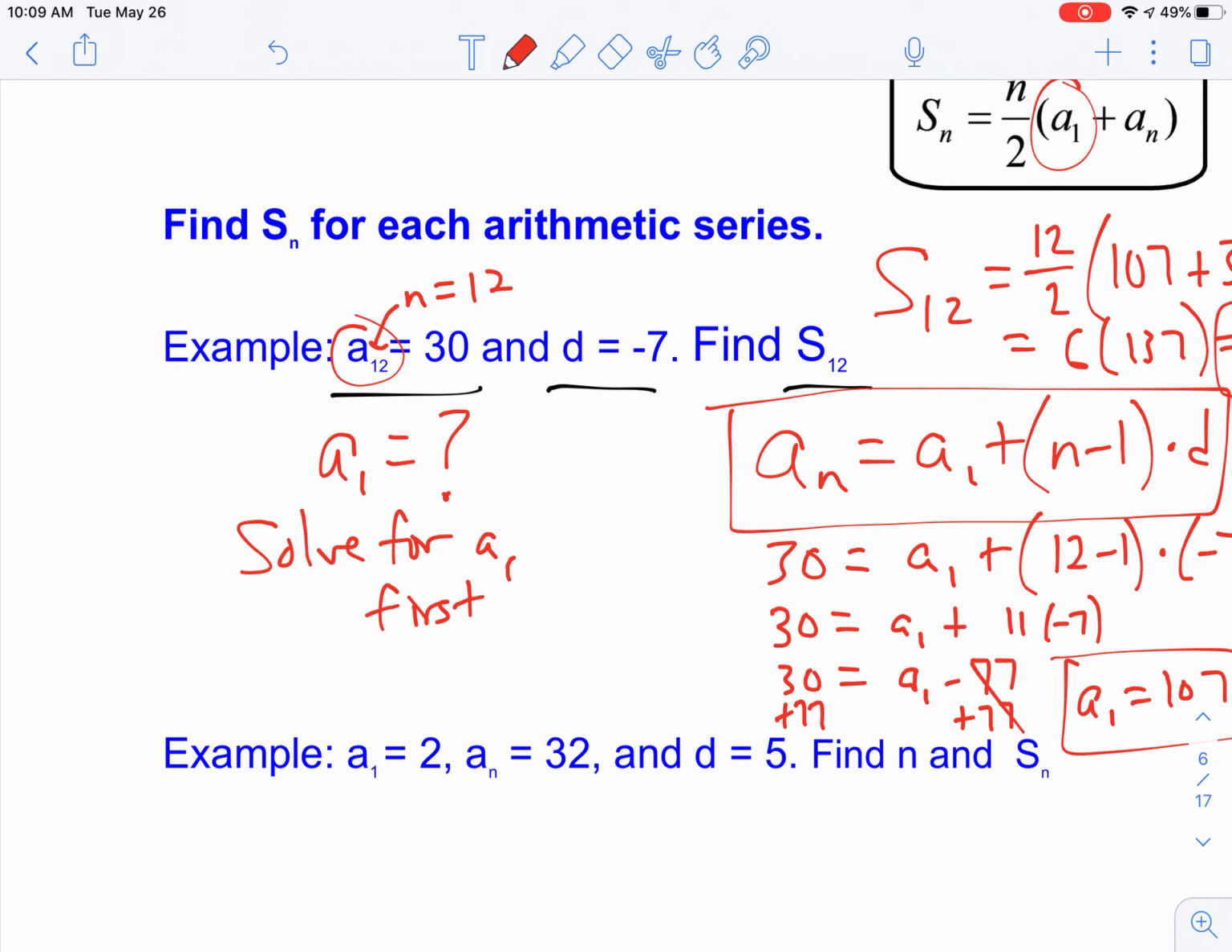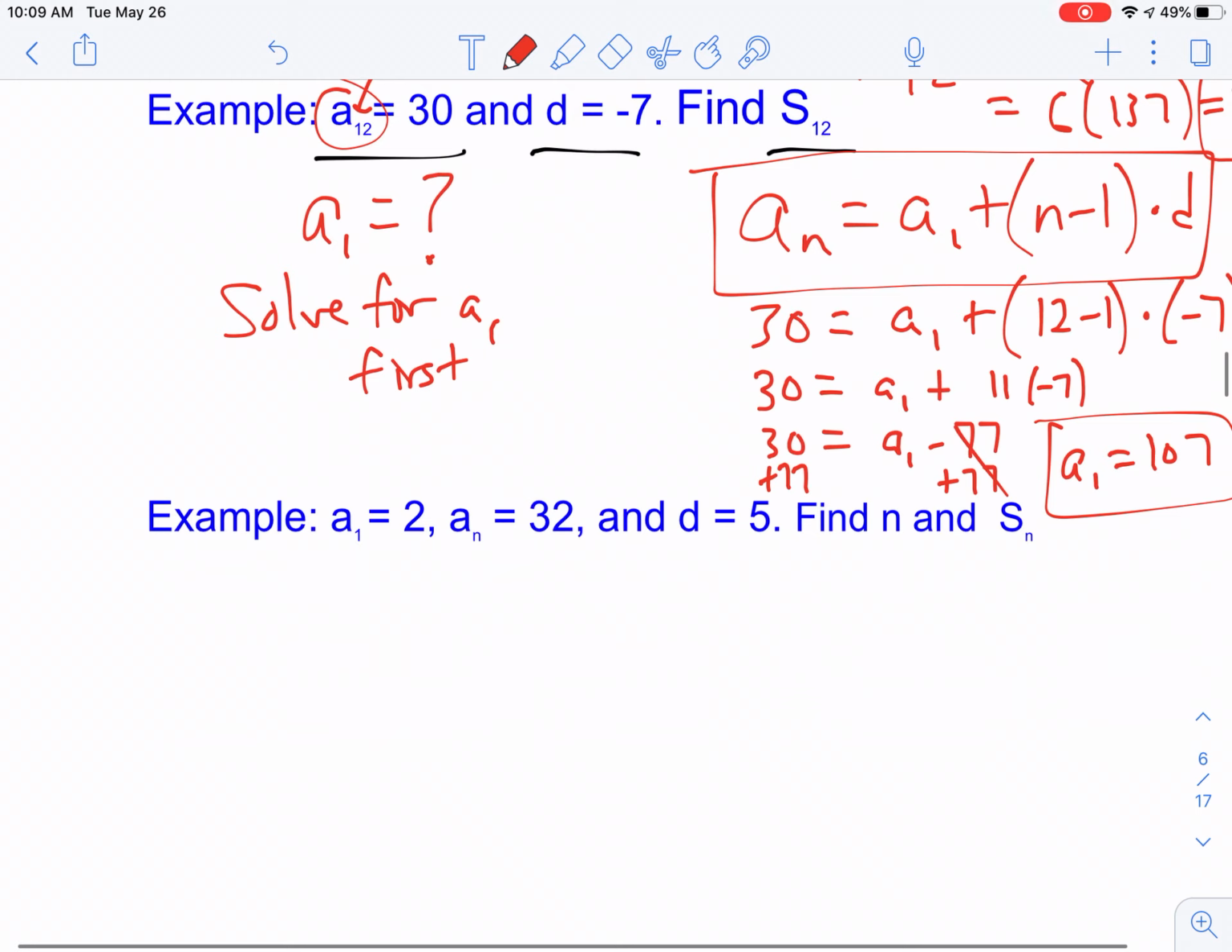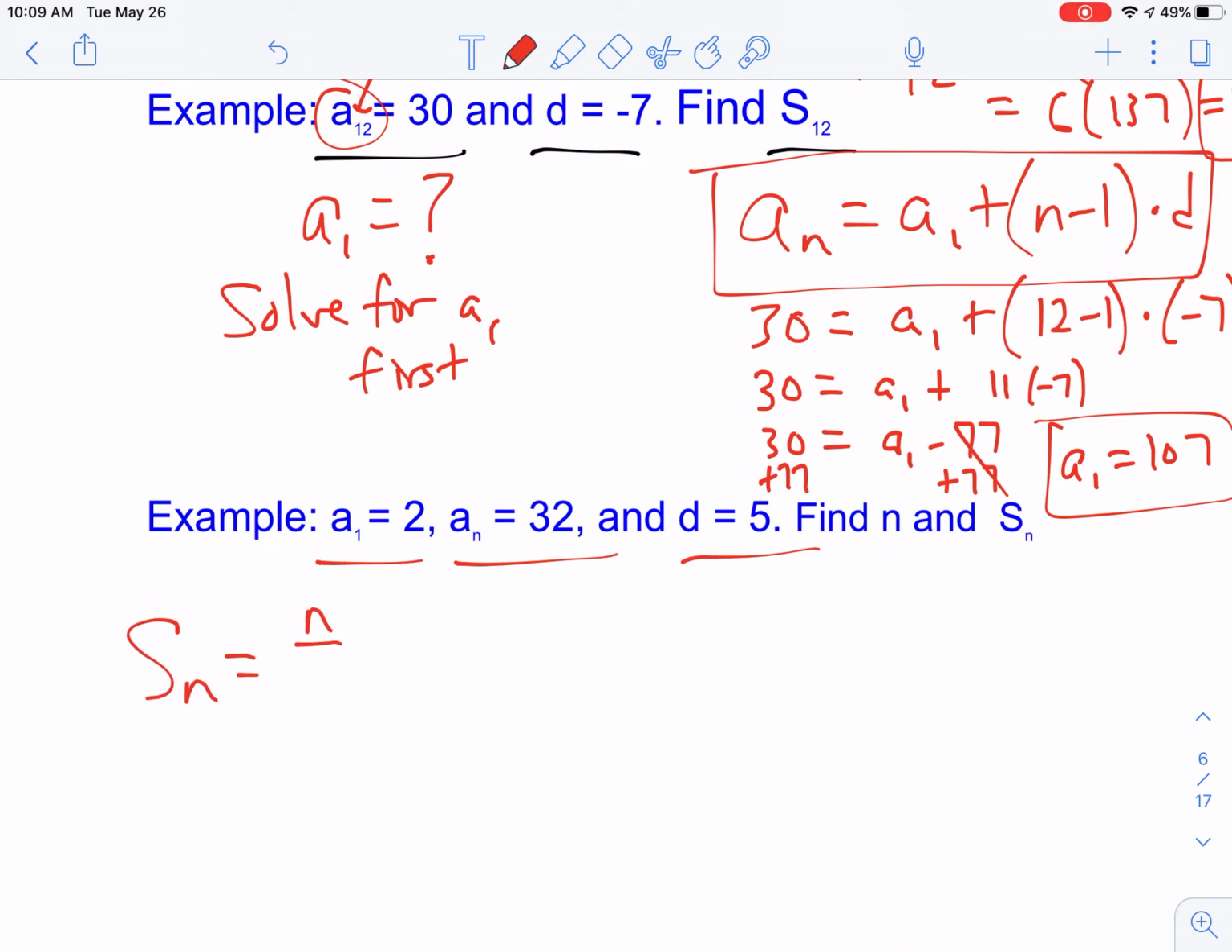All right, next example. They give us A1, and they give us AN, and they give us D. Find N and SN. So we know SN is this formula here. We need three things for that formula. We need N, we need A1, and we need AN. Well, we have A1, which is 2, and we have AN, which is 32.